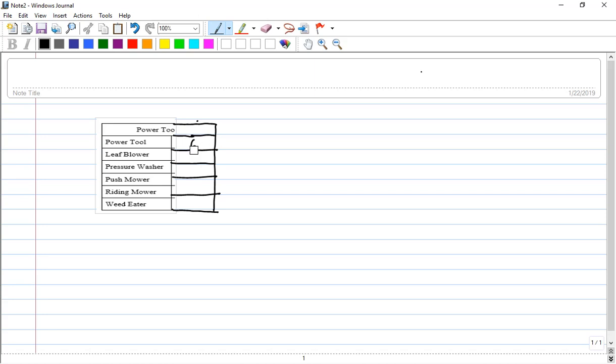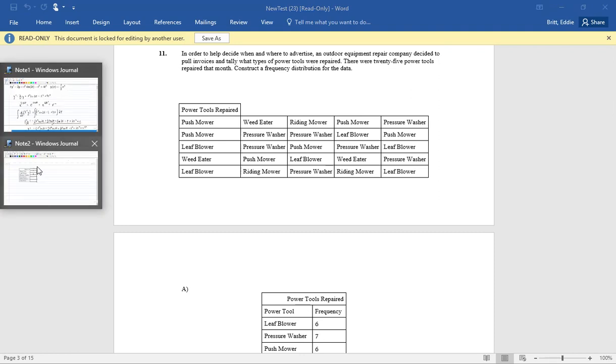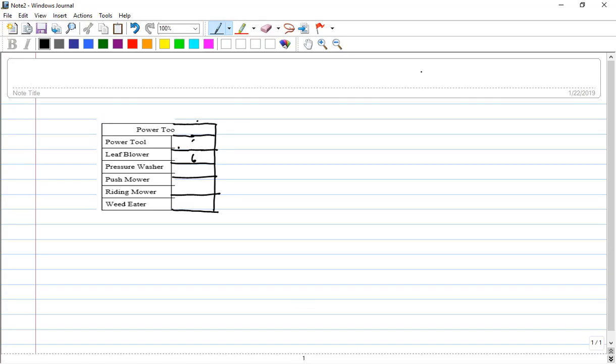And then wait. Did I look at leaf blowers first? What about, let me go back. Power tool and frequency. Okay. Yeah. Power tool is like the category. So this is just labeling this, telling you its frequency.